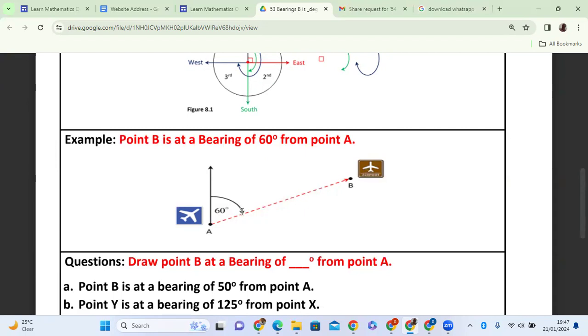Bearings, you don't really have to draw to scale. That's not the idea, especially for CXC. And then we know 60 degrees is less than 90 degrees, so that will not bring you to east. It will bring you somewhere between north and east, northeast. And here it is. And then you draw a straight line from A to B. And this is the bearing of 60 degrees.